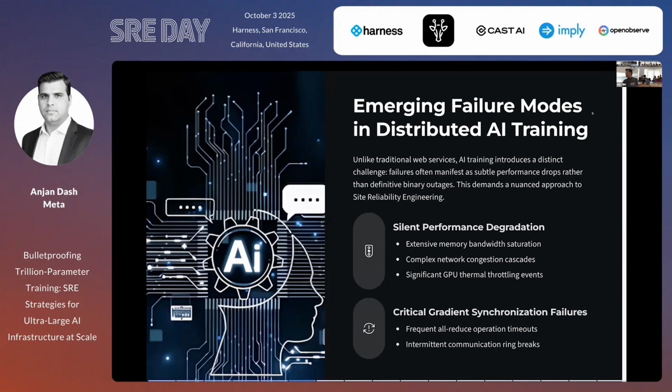Then another one is the critical gradient synchronization failures. There is another problem: with the all reduce operation, you can't just keep on waiting for all reduce to happen. So there will be a lot of timeouts. If there's a timeout, then basically you have to restart again. So that is another problem. Timeouts are happening, then basically your training is not going well.